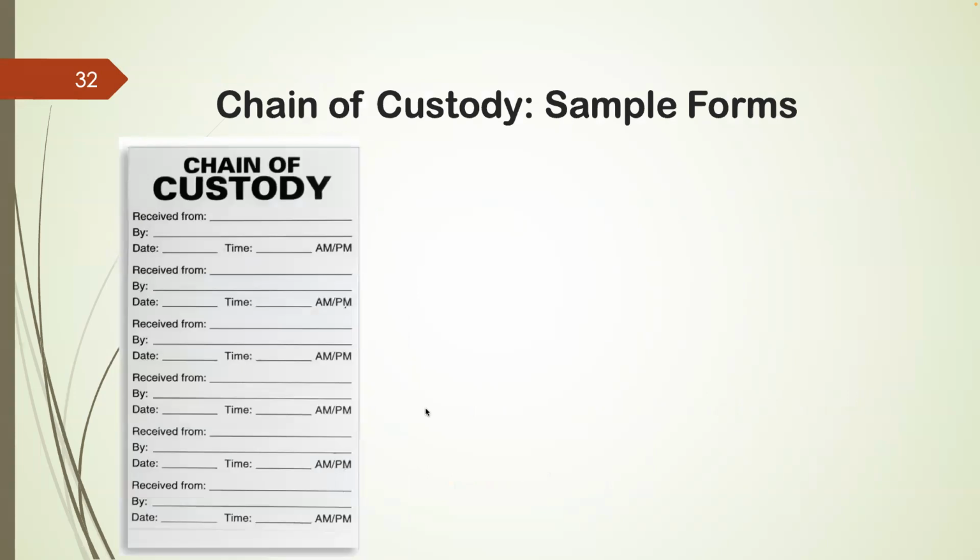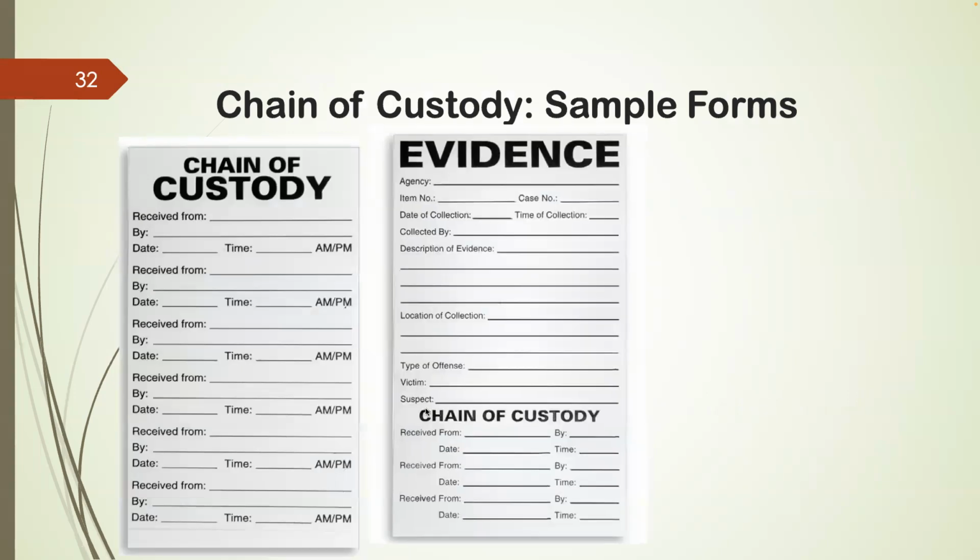These are some sample forms that people use to make sure to maintain the chain of custody. You might also have seen that in movies, when you see police officers moving the evidence boxes, they have documents like these pasted on top of them.